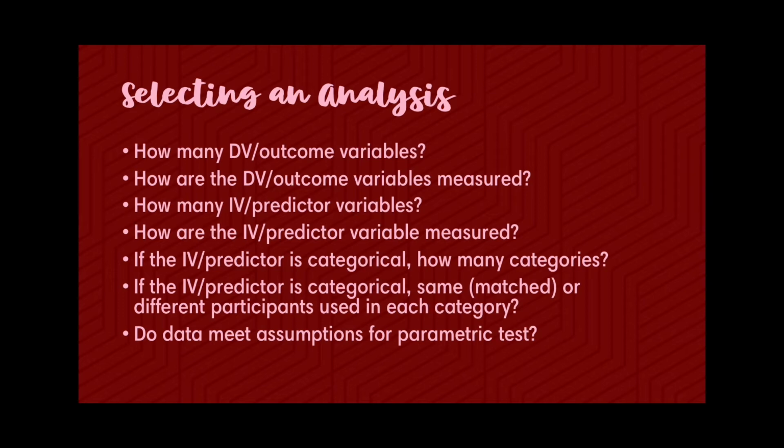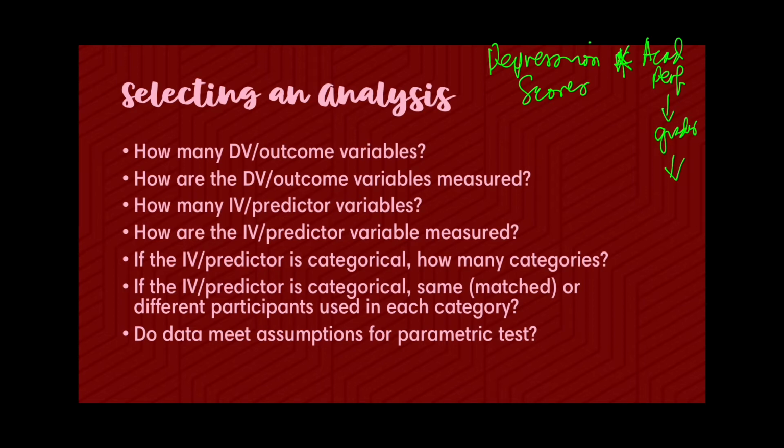All right, so first, let's say I'm going to measure the relationship between depression scores and whether it's related to academic performance. Academic performance is measured via grades. Grades as in numerical, like 80, 90, not the 1, 3, 4 in LaSalle, but like the 80, 90. Okay, so how many dependent variables? It's only one dependent variable.